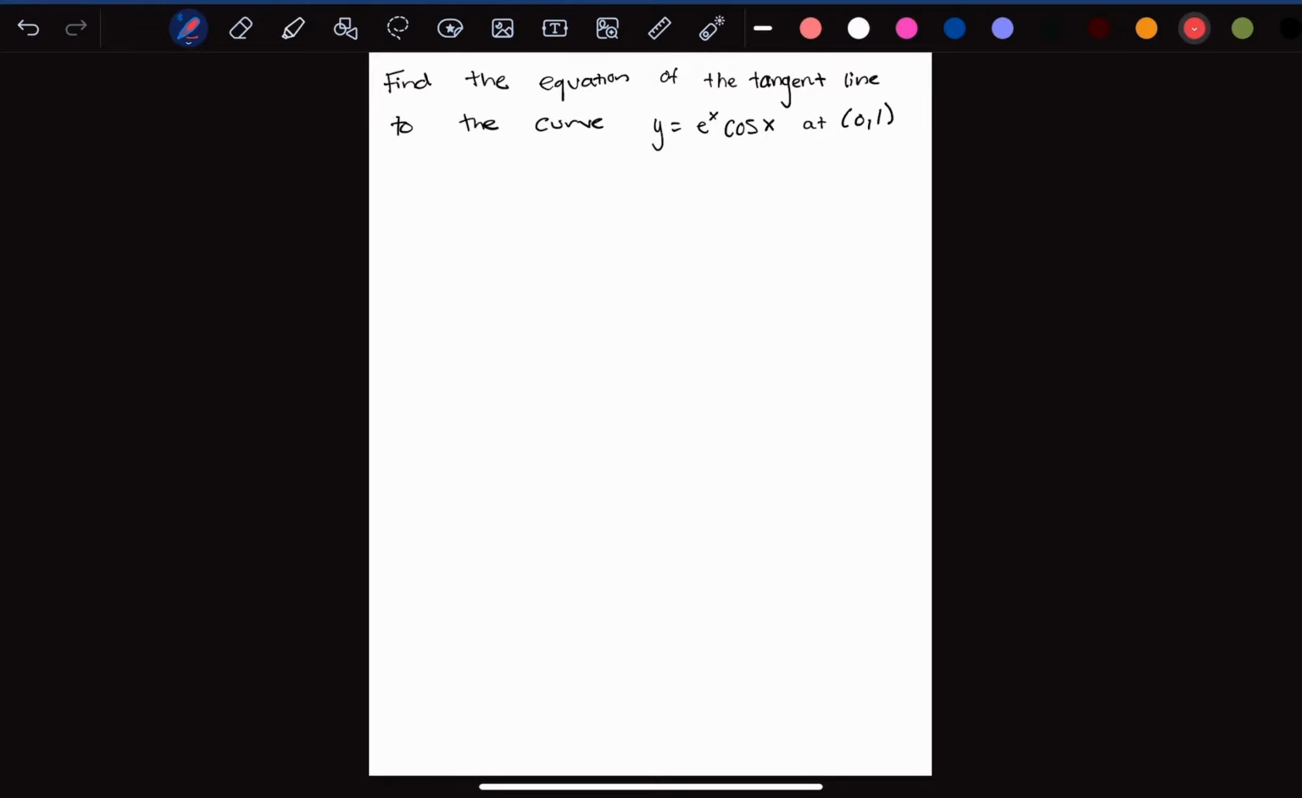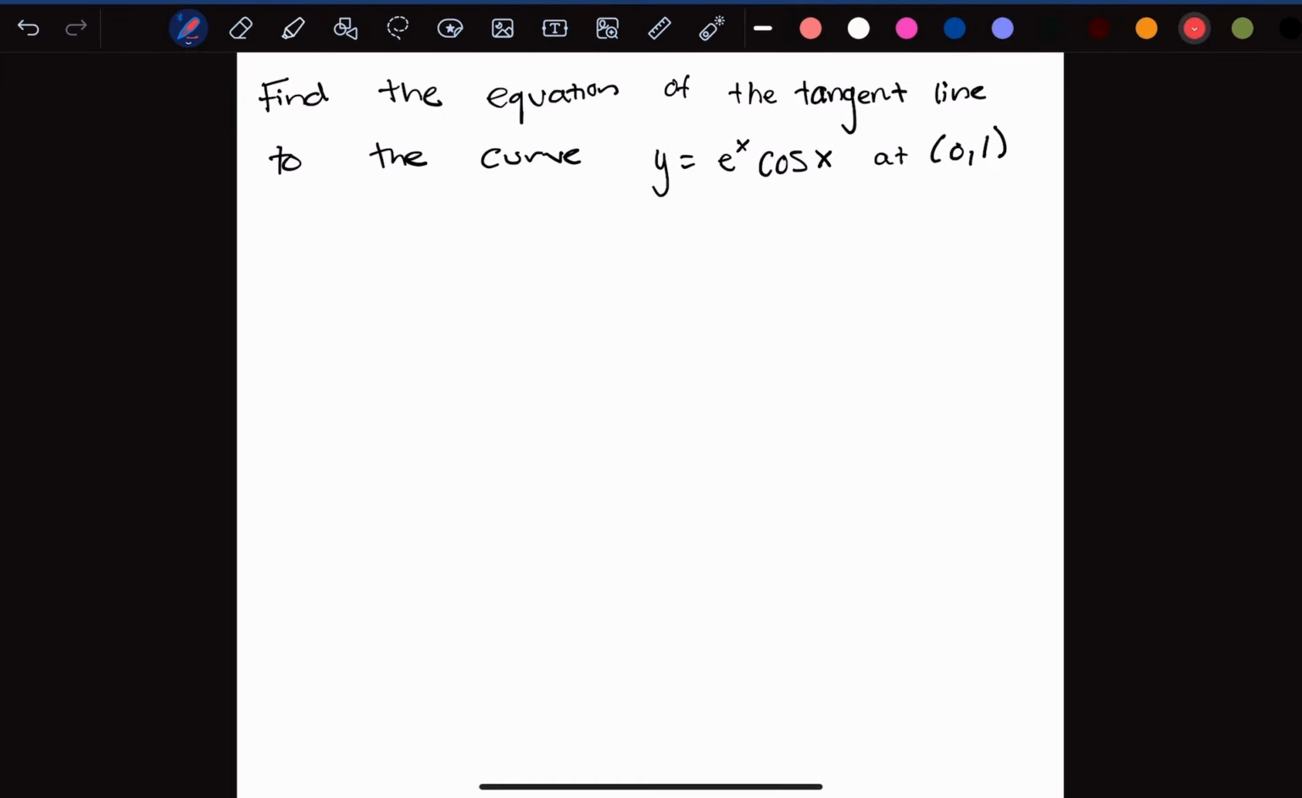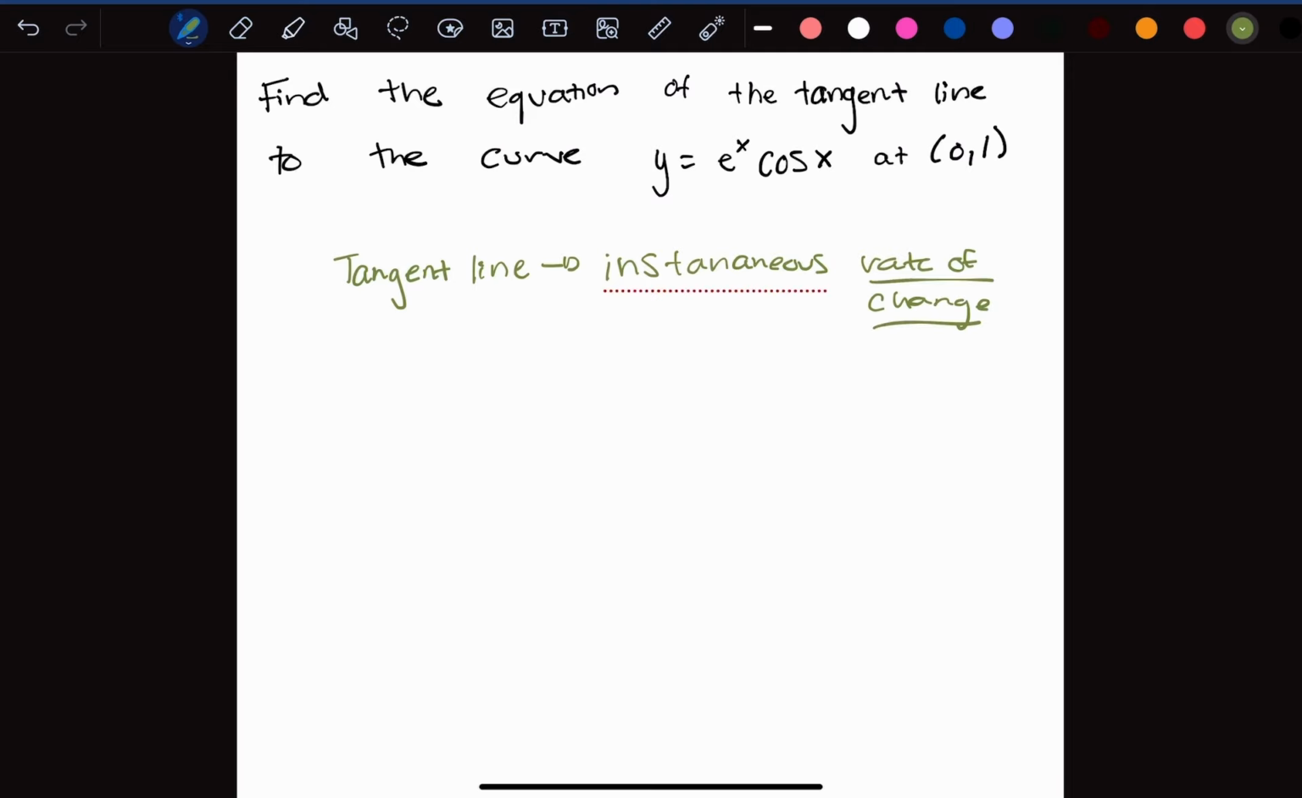Hey guys, so today we're going to find the equation of the tangent line to the curve y is equal to e to the x cosine x at (0, 1). So when we're looking at a tangent line, we're looking at a rate of change on our graph, but at one instant on our graph. So a tangent line is an instantaneous rate of change. And remember, when we're talking about rate of change, we're talking about slopes.